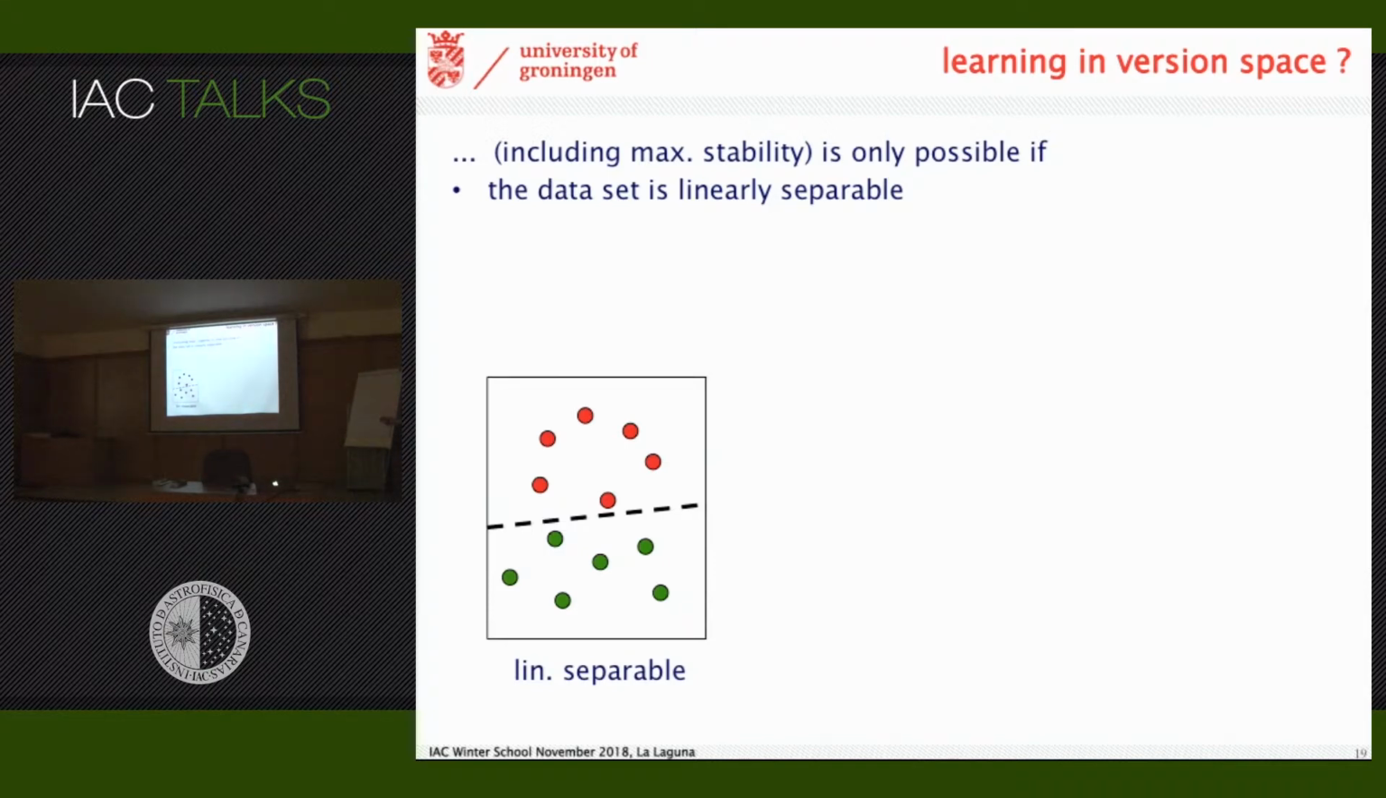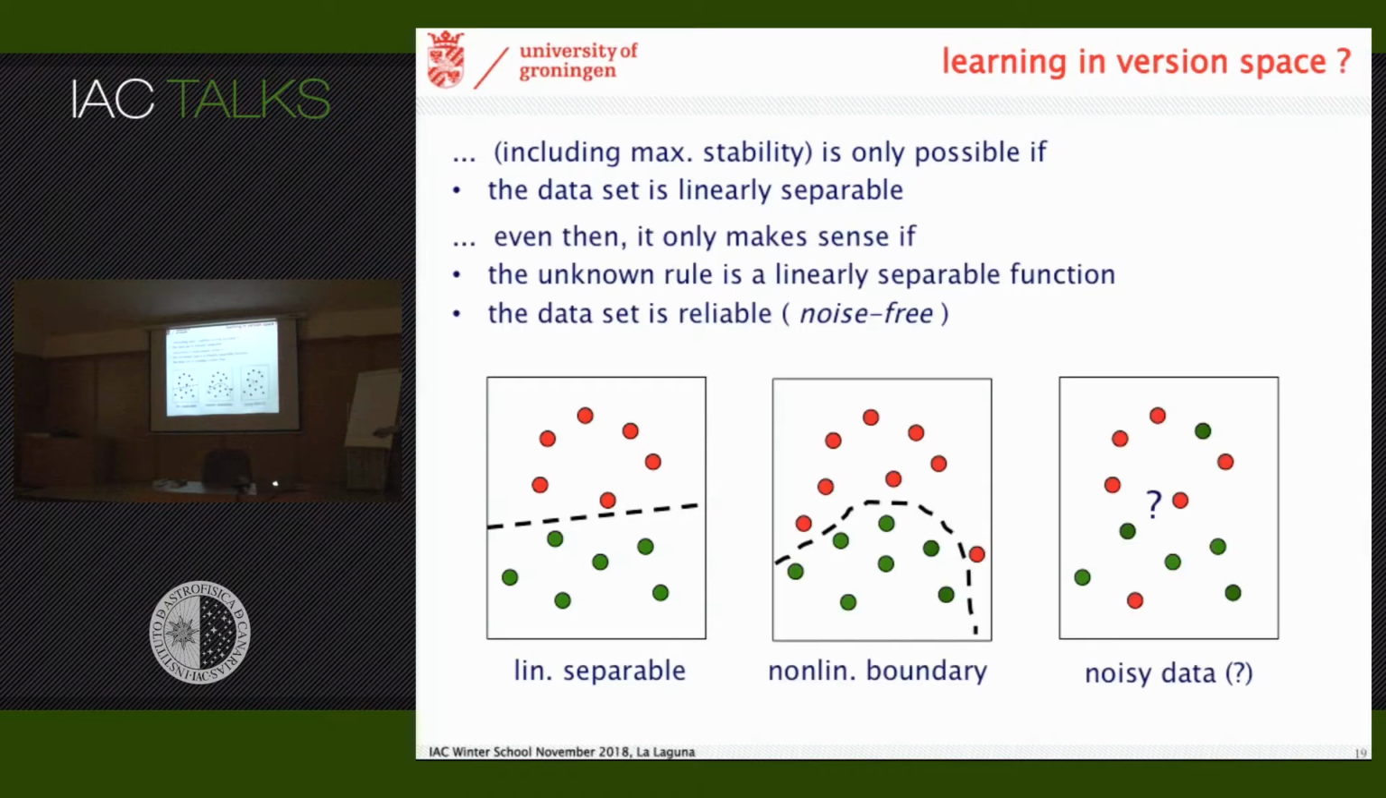And all this is only possible, and only makes sense, obviously, if the data set is linearly separable. At the very beginning, I said, if there is a solution, then the perceptron algorithm finds it, and then we can do maximum stability. So if the data set is really linearly separable, we will find that separation, and we will find it with maximum margin.